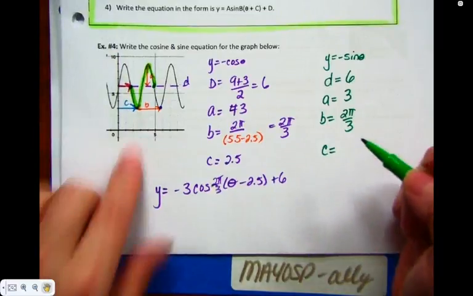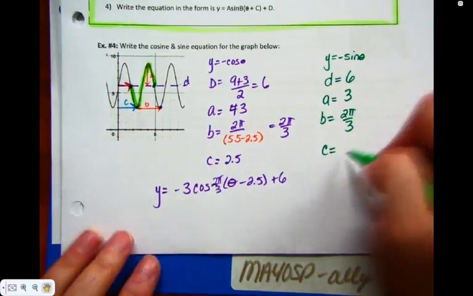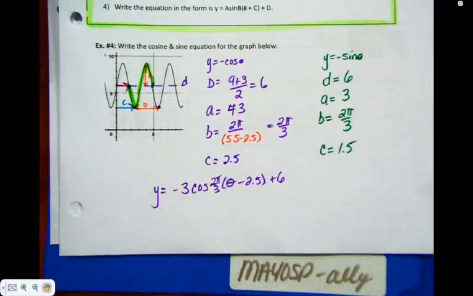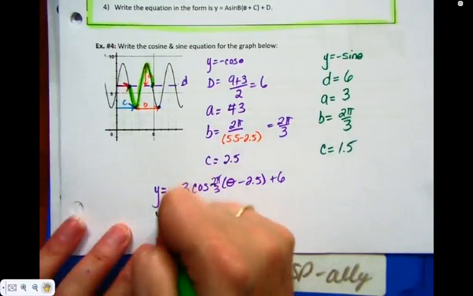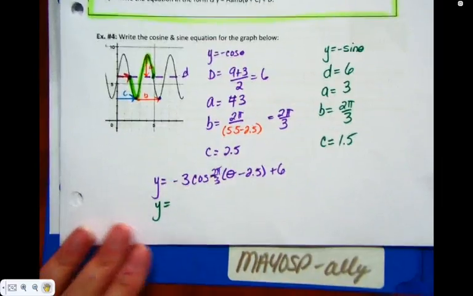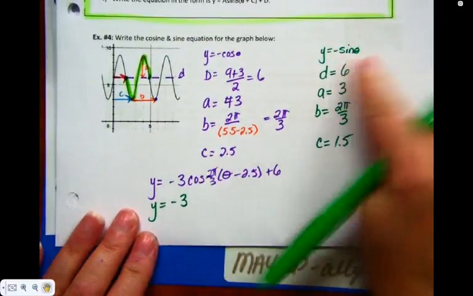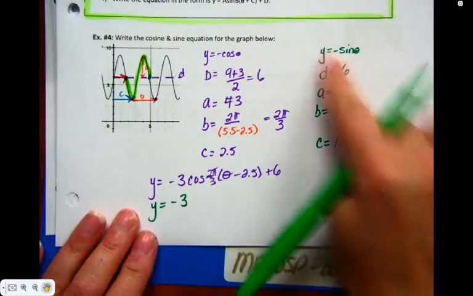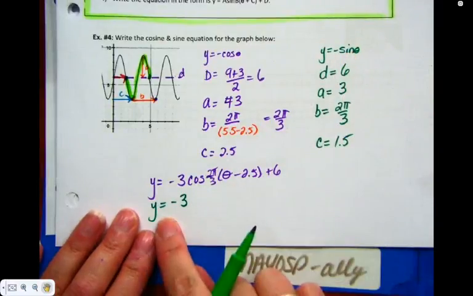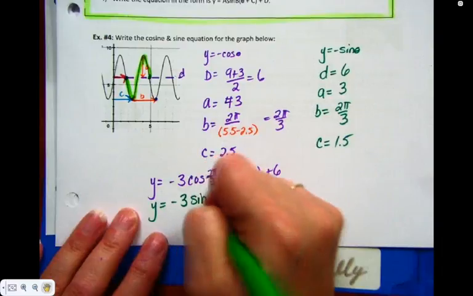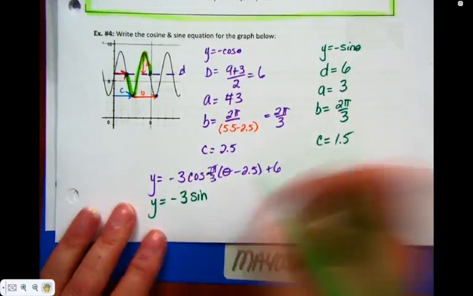Offer of 2, 1.5, I think it's in the middle a little bit. So y equals, what comes first? Negative 3. And that's why I write the base graph here, because if you don't write the negative, you're going to tend to forget it down here. Have fun. Sine.